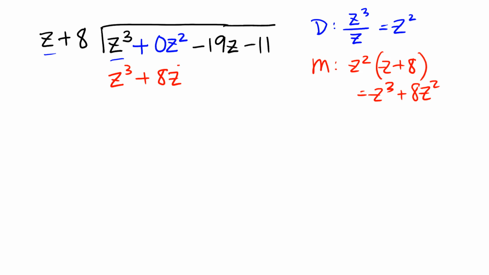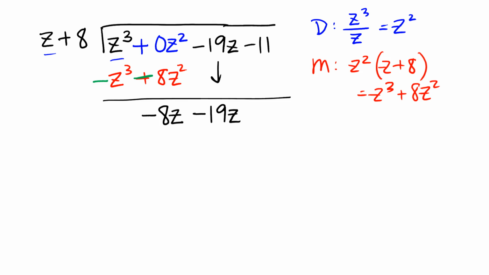Squared. Goodness gracious. And then we're going to do our subtract. Pull those both off, which leaves us with a negative 8z. And then we'll bring down, I'm only going to bring down the one term because I know all I need is 1. And then we start over, right? So we do another divide. Negative 8z divided by z.